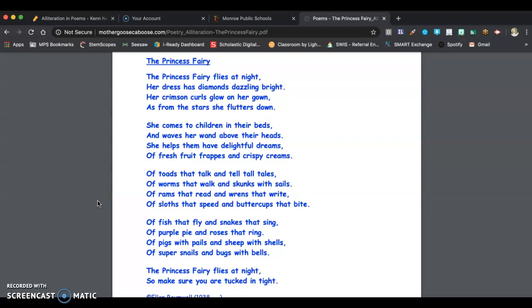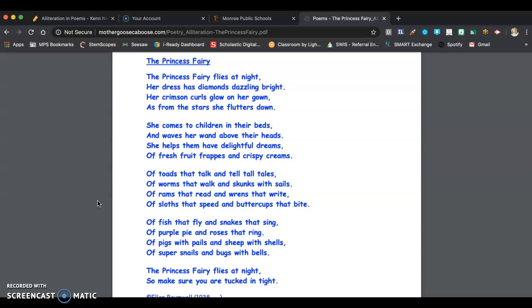Today we learned a little bit about some poetry elements. We talked about alliteration, imagery, and metaphors. So I figured we should read a poem that has some alliteration in it. And if you remember, alliteration means that consonant, the beginning letter of the word, is going to repeat itself.